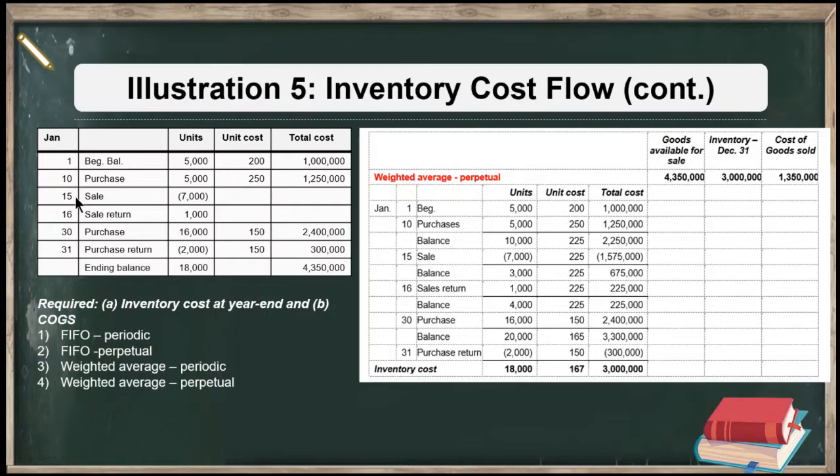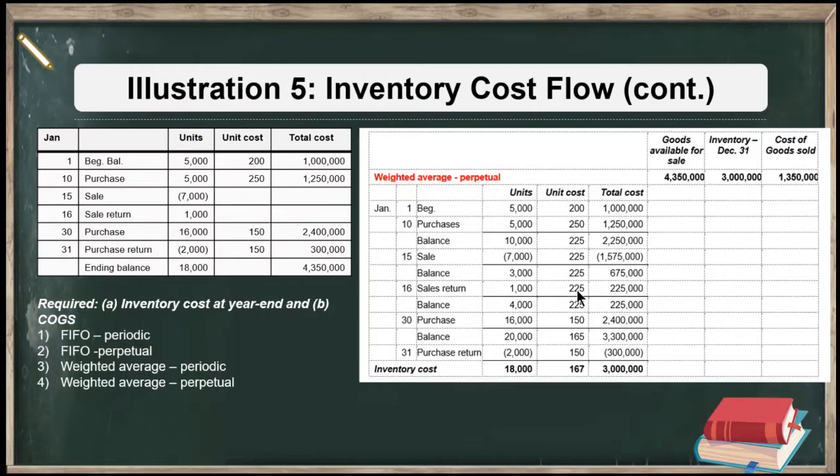Next, on January 15, there's a sale of 7,000. So 7,000 times 225 is 1,575,000. Get the difference, that would be 675,000. The remaining balance is 3,000 units at 225. Next, there's a sales return of 1,000. We will use the latest unit cost, which is 225, because the unit cost of the items sold previously, the 7,000, was 225.